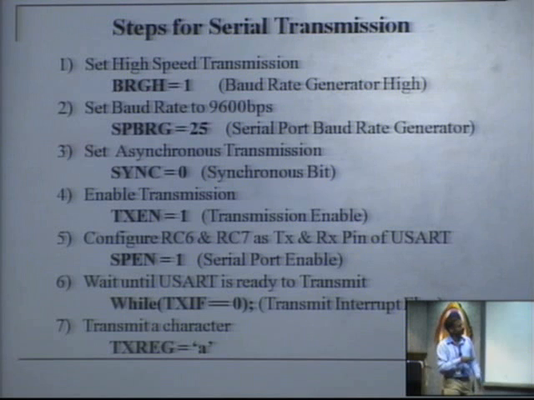These are the steps required for basic serial transmission. These many steps are required. So first step is that, so these are the steps: first set high speed transmission, then set baud rate to 9600 bits per second, set asynchronous transmission, enable transmission, configure this thing, wait until USART is ready, transmit a character. All these are the steps, we will see one by one.